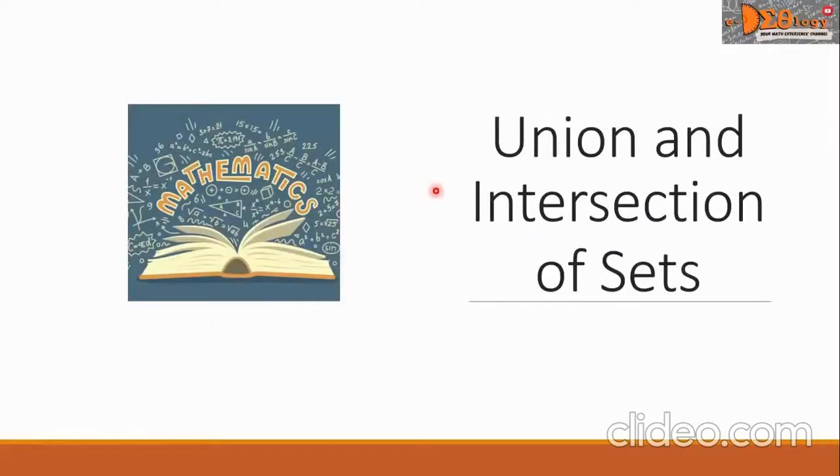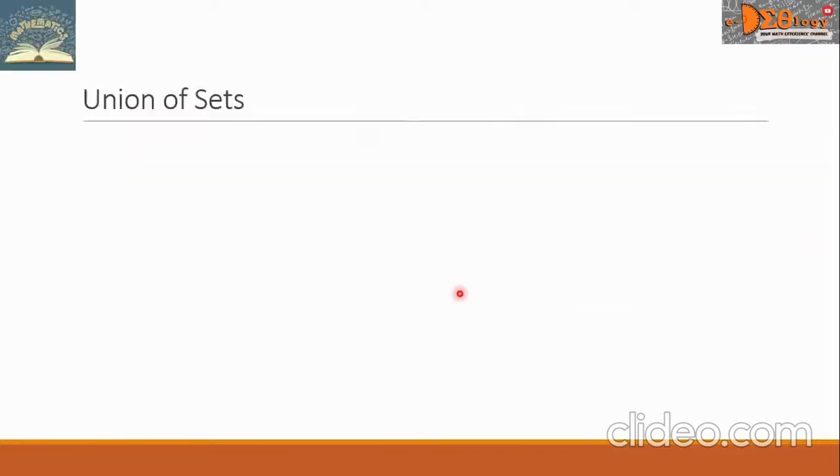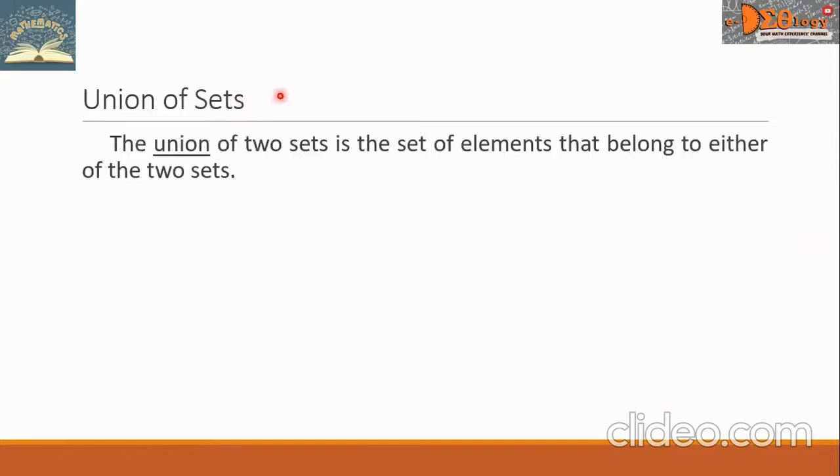Hi everyone. Today we're going to study union and intersection of sets. Let's begin with union of sets. The union of two sets is the set of elements that belong to either of the two sets.